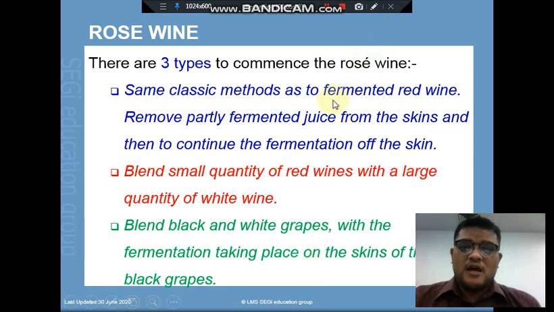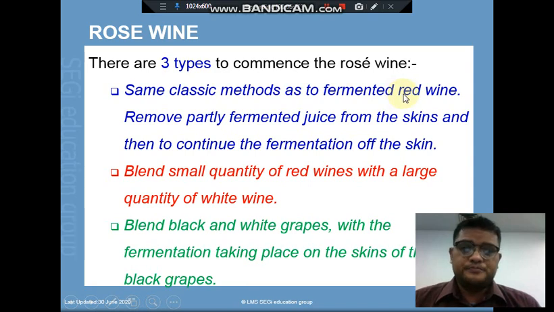rose wine. Other than that, rose wine can also be produced using the number 2 method over here, in which you blend a small quantity of red wine with a large quantity of white wine. Guys, this one doesn't require the fermentation process of grape juice, but is a combination or blending of 2 types of wines.